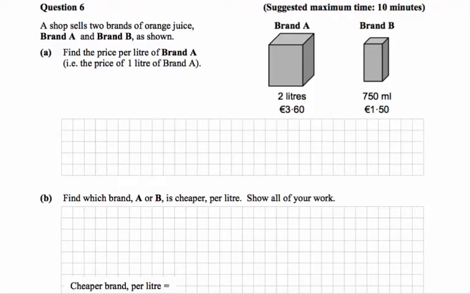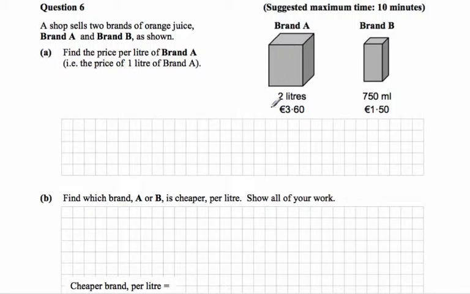So this is question 6 from the 2016 Junior Cert Ordinary Level, Paper 1. And the question says, a shop sells 2 brands of orange juice, brand A and brand B as shown. Find the price per litre of brand A, i.e. the price of 1 litre of brand A.